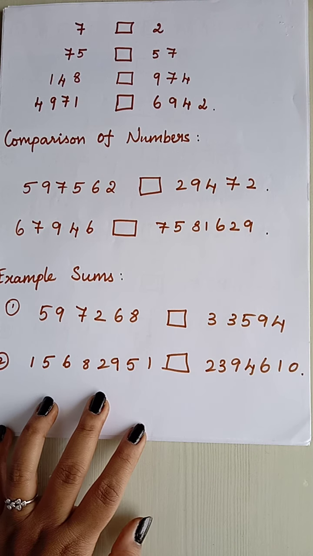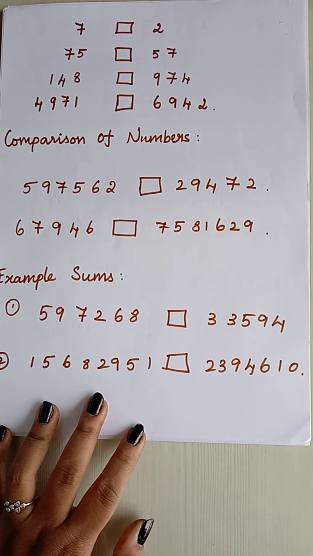While seeing a 1-digit number, we can easily identify the greatest number. Which one is the greatest number here, 7 or 2? 7. While comparing to 2, 7 is the greatest number.